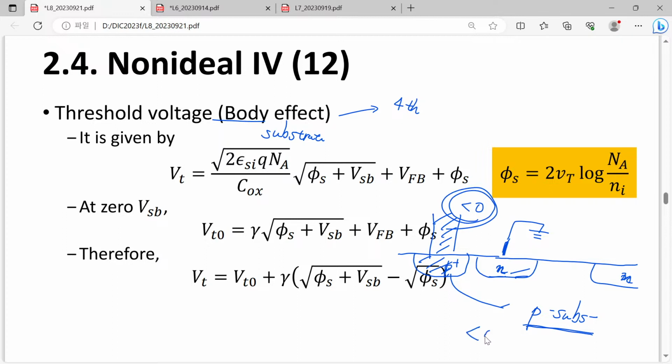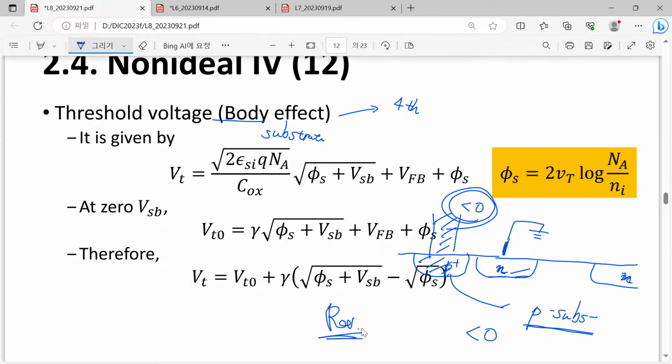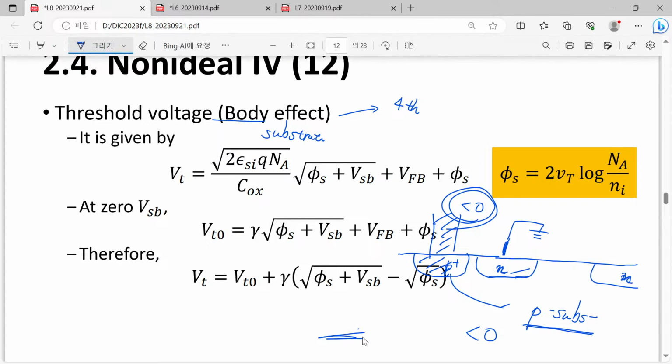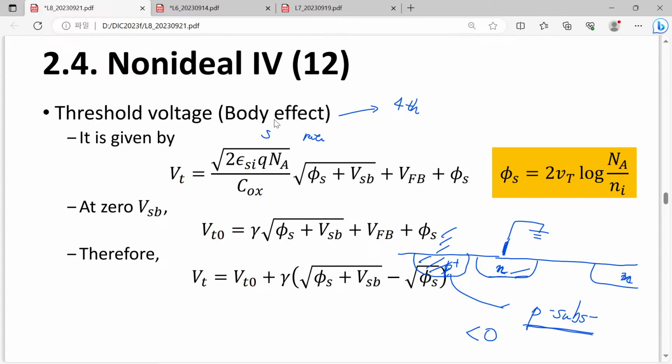Now, if we apply a negative value to our substrate, the PN junction is placed in its reverse mode, so we don't have to worry about the leakage current of this PN junction. So what's the matter? The point is, if we have a different substrate voltage, then we can control the threshold voltage itself.